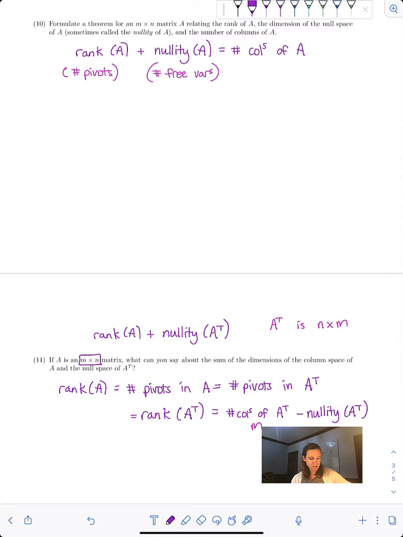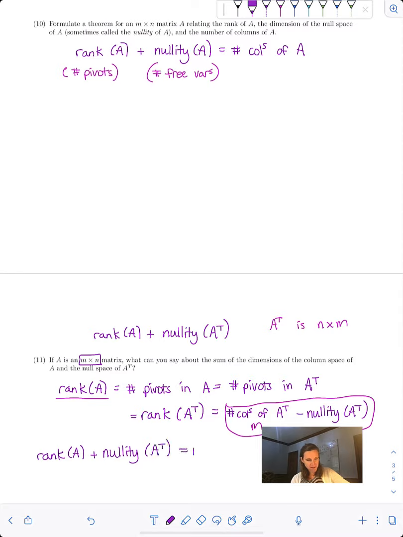So putting this together, we have the rank of A equals m minus the nullity of A transpose. So that means the rank of A plus the nullity of A transpose equals m. And so if you compare that to the theorem above, if we want to get m instead of n, we take the nullity of A transpose instead of A.